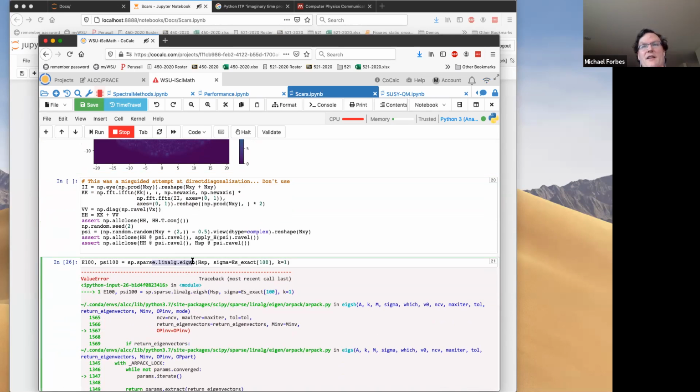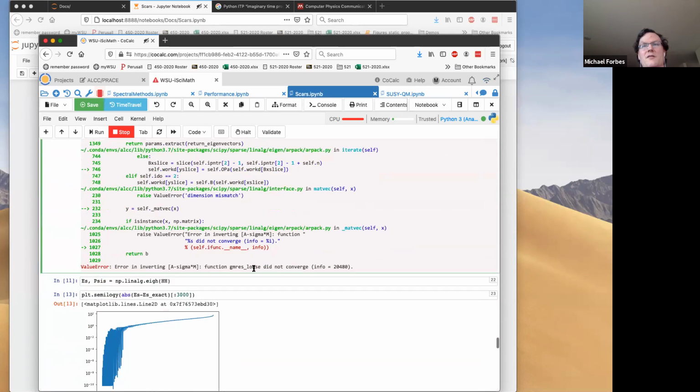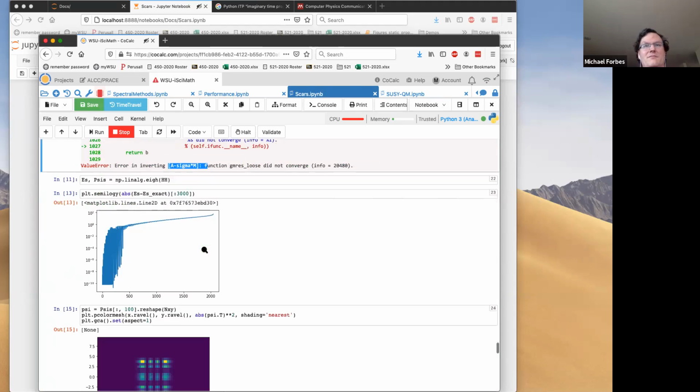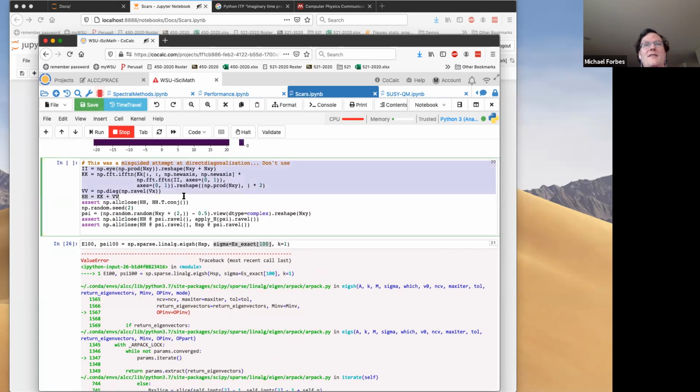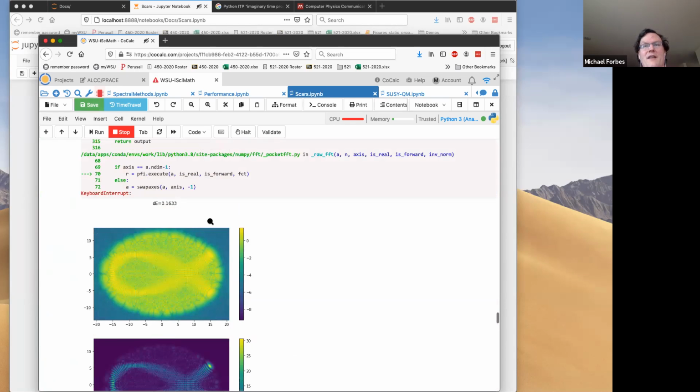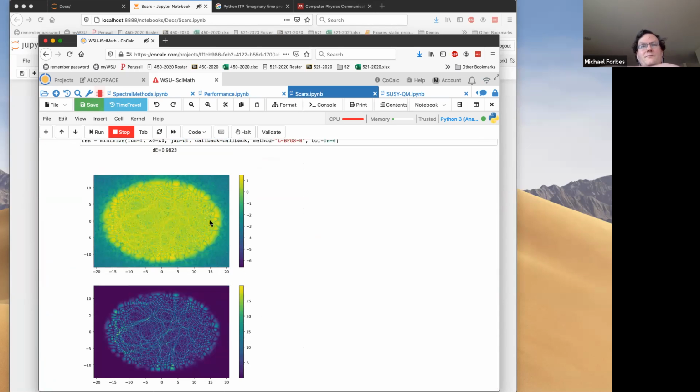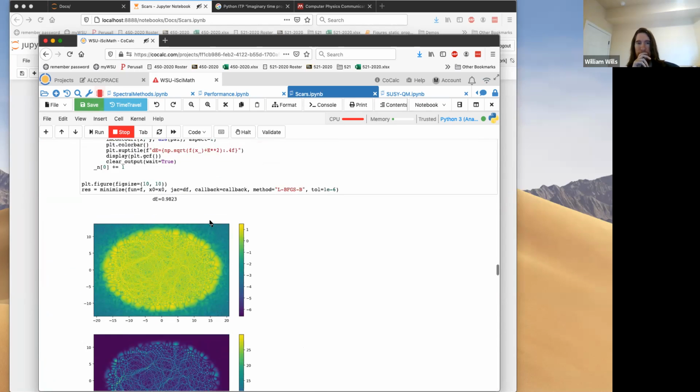sparse linear algebra eigsh. This should find the eigenstate closest to this. I didn't have the patience to let this run, or maybe it actually failed. The inversion of this failed, so I gave up. In principle, this should work as well. I also tried making the entire matrix, but it's very big, and then you can use dense eigenvalue routines to get the answer, but that didn't work so well. So these are the things you need to start exploring and understanding.